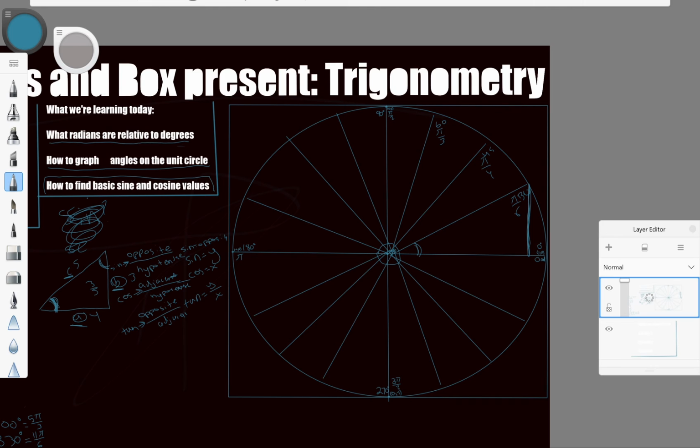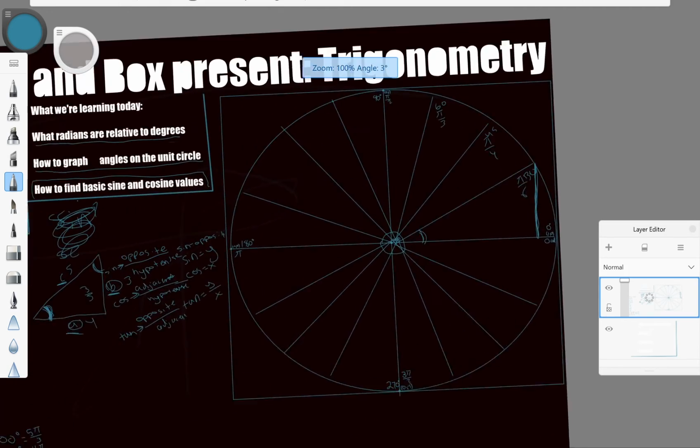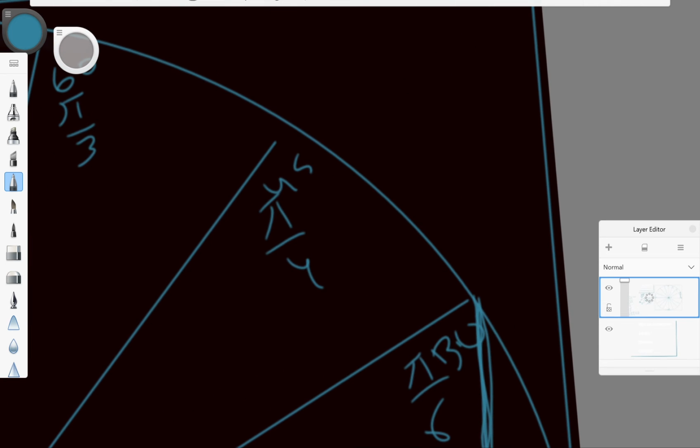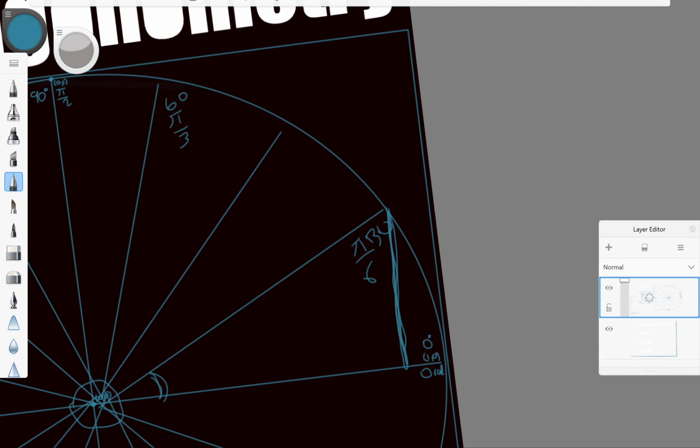So now, the fun stuff comes. Now let's use our special right triangles to find the sine and cosine at certain angles. Let's start with pi over 4. Let's erase this, we don't need this. Pi over 4. Let's draw a straight line down.